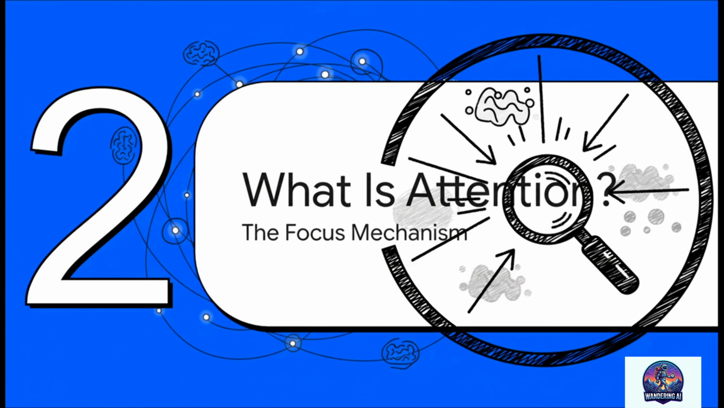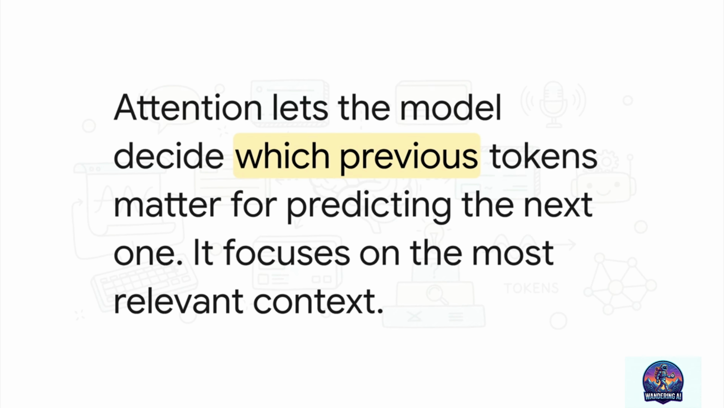The answer is a truly revolutionary concept called attention. This was the brilliant breakthrough that finally solved that long-term memory problem. You can think of it as the model's ability to focus on what matters, and just as importantly, ignore all the noise. Think about it like this. When you're reading a textbook, you might use a highlighter on the most important phrases, right? Well, the attention mechanism does something similar.